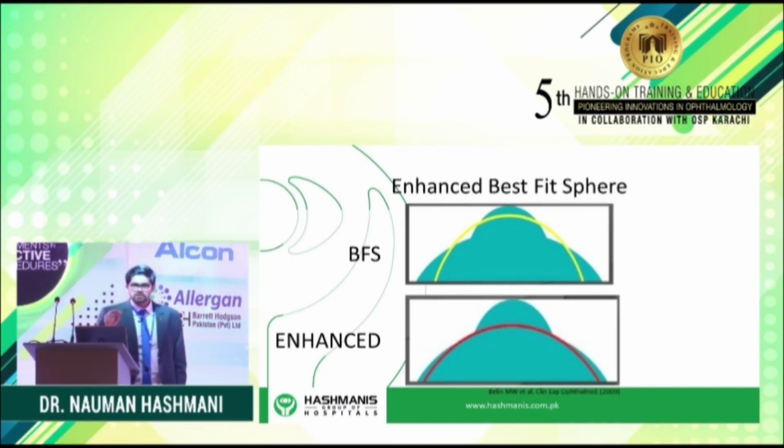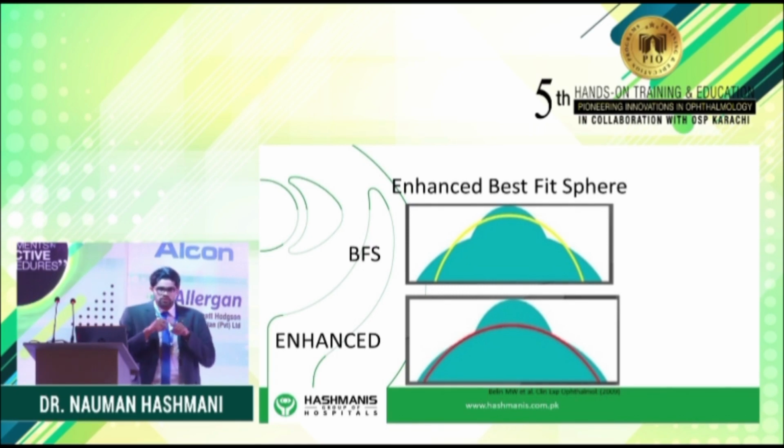So those elevations are not going to present themselves as very high elevations unless it's a very advanced keratoconus. So what he did was that he took the thinnest point, and that's usually where the cone is. He took the thinnest point, excluded the 4 millimeters around the cone, and then extrapolated that data according to the periphery of the cornea. So this is what the enhanced best fit sphere looks like.